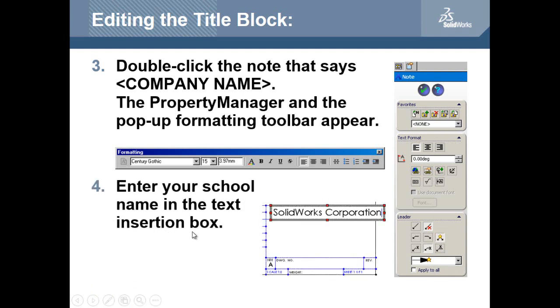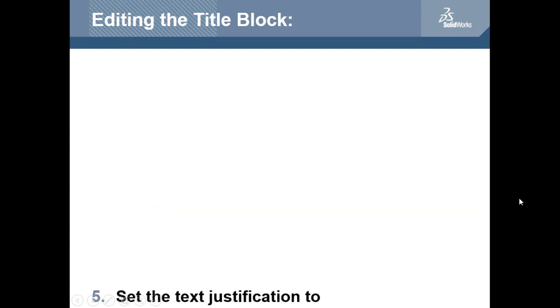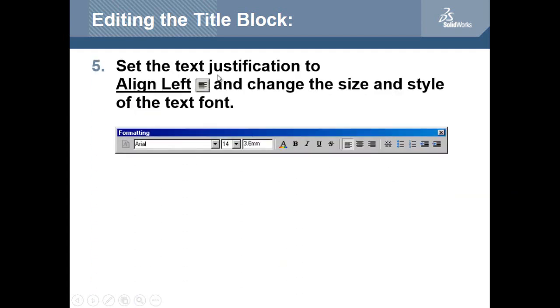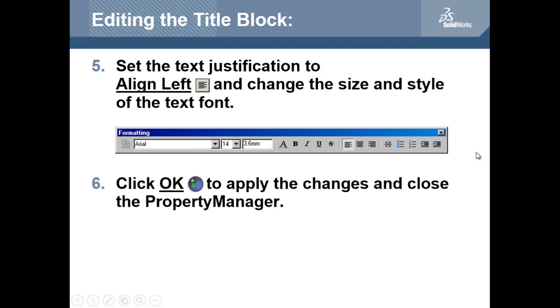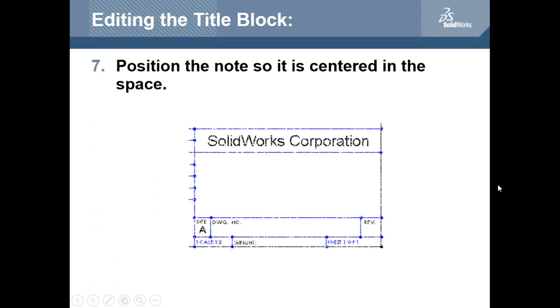Enter your school name in the text insertion box. So SOLIDWORKS Corporation, you'll add Aquinas Institute. Set the letter justification to align left and change the size and style of the text font. So you got formatting right here, all this stuff. Colors, bold, index, underline, type of font, number, size, spacing, centered. Click OK and apply the changes to close the Property Manager. Position the note so it is centered in the space. Centered, see?